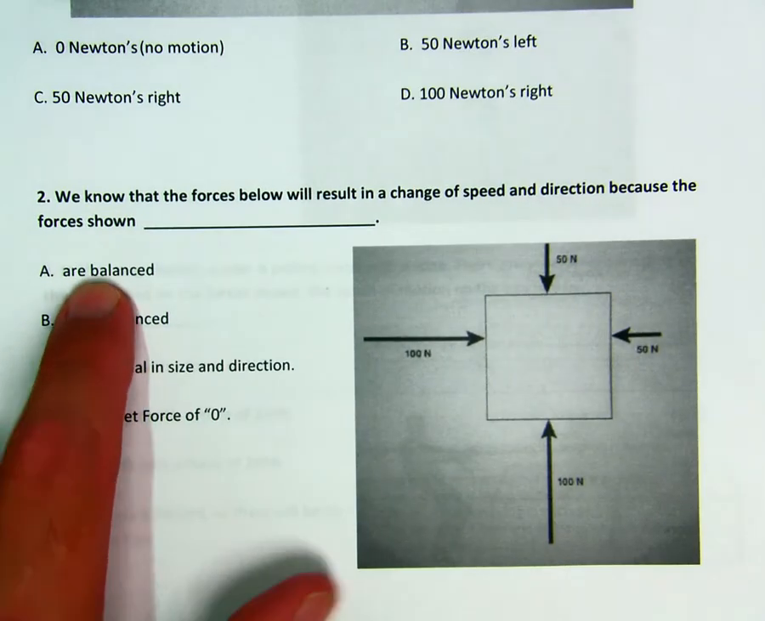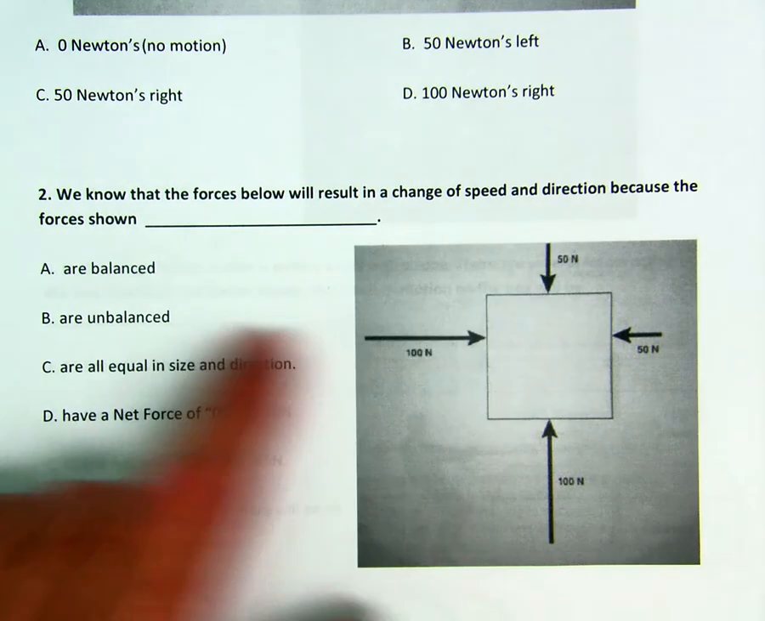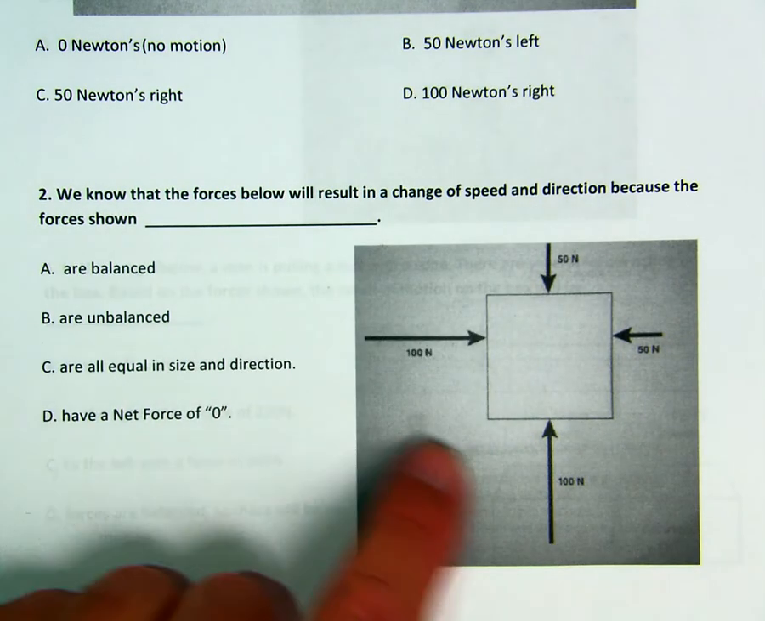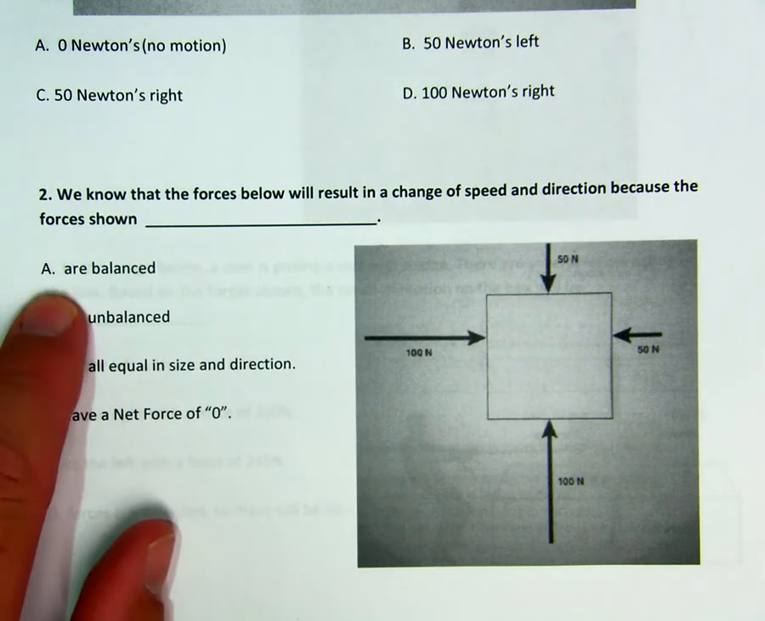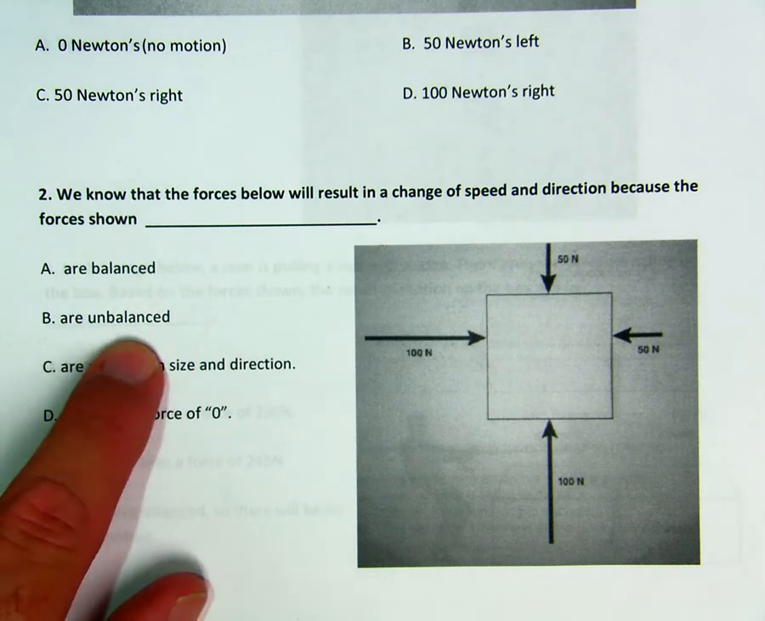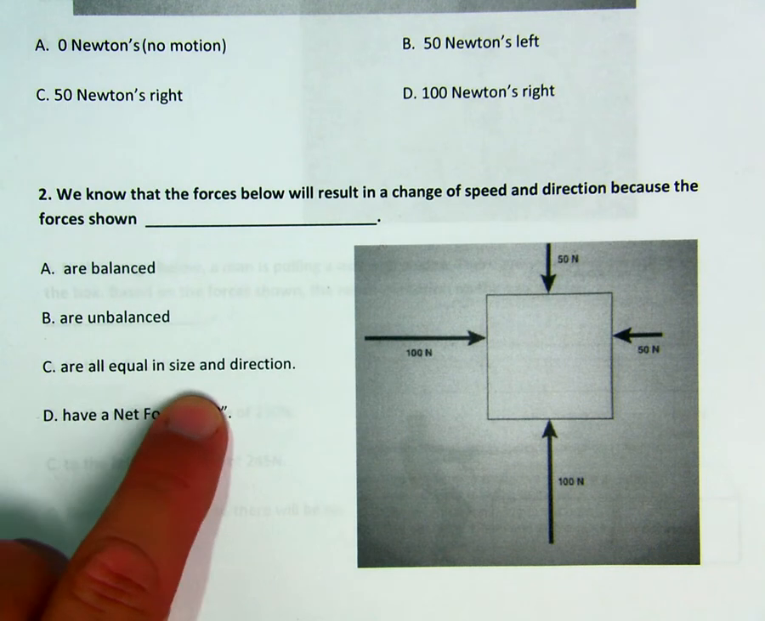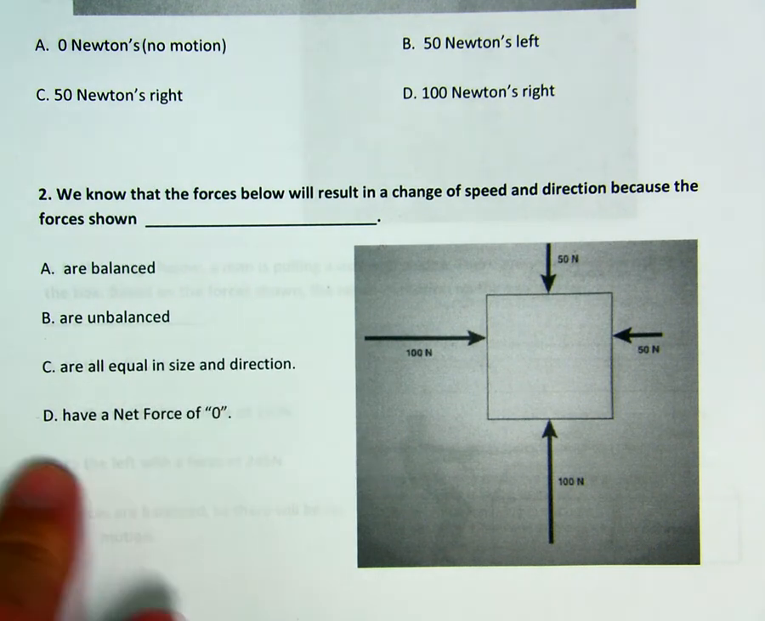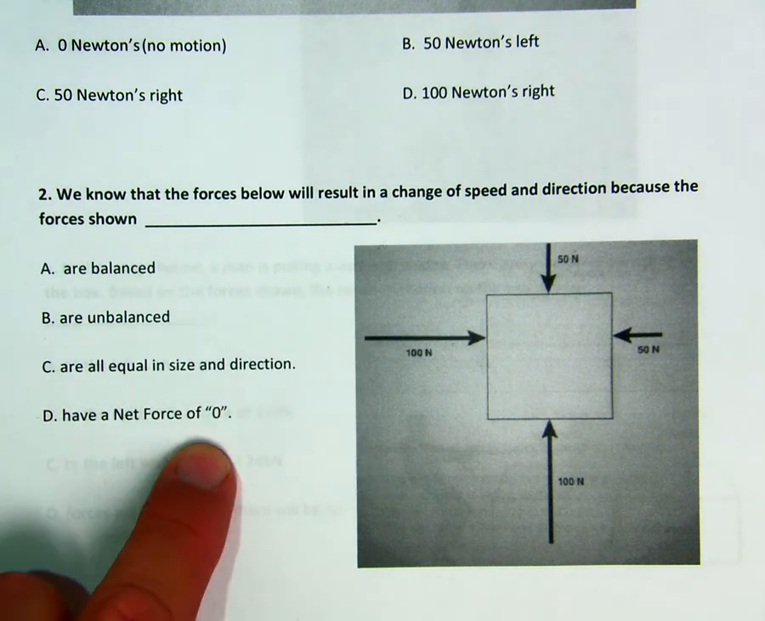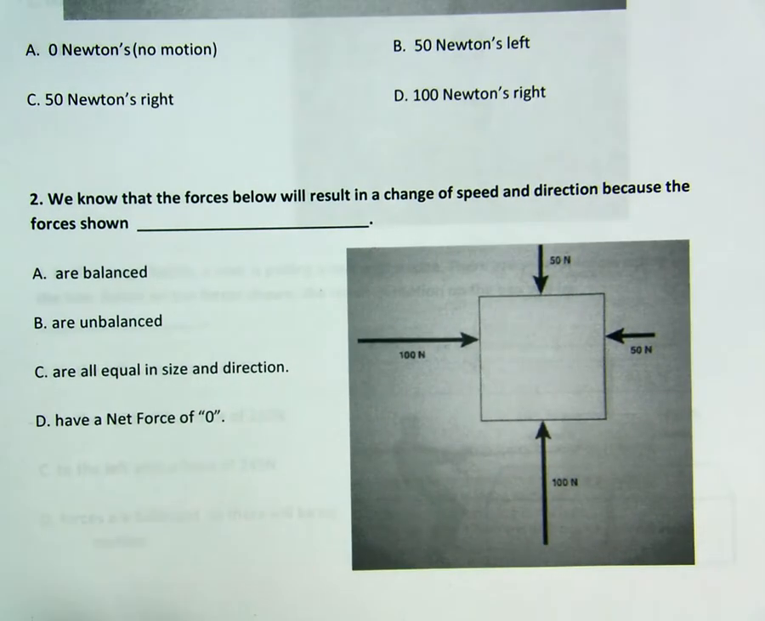Number 2, we know that the forces below will result in a change of speed and direction because of the forces shown. Are they A, balanced, B, unbalanced, C, all equal in size and direction, or D, have a net force of 0? So take a good look at the forces, the arrows, and the strength of the direction.